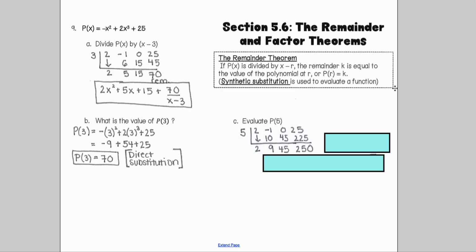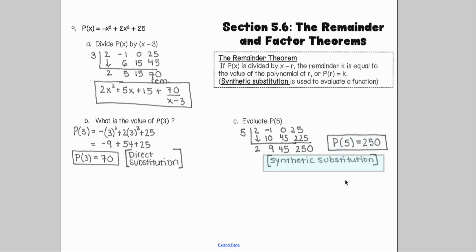So this should have been your setup. And now again, we're not going to depress the polynomial at all. We're just going to say p of 5 is 250. That is synthetic substitution. If you ever wanted to check your answer, you could take 5 and substitute it into the original question doing direct substitution, and you would also get 250. Now, there is a use for this. We kind of overlap synthetic substitution and synthetic division for different reasons. So there is a use to it, and we'll get there.